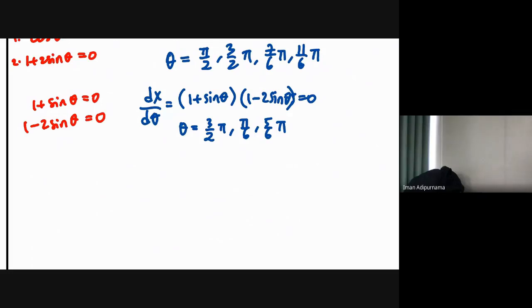Okay, we get all the theta here. Now we can at least sketch the curve to see how it looks.